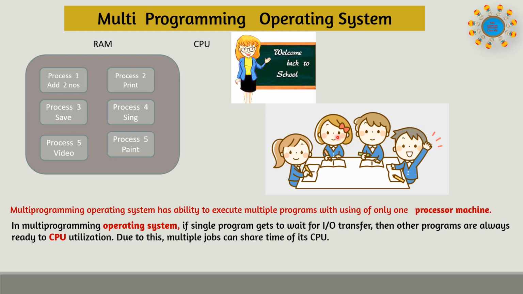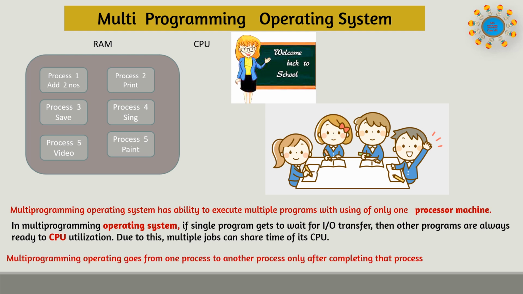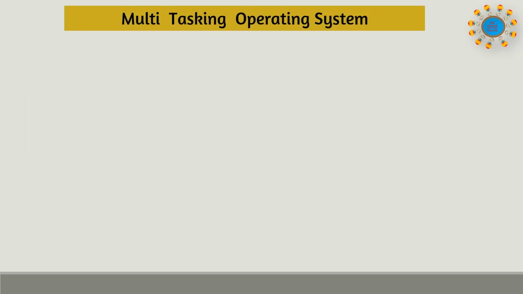In between, if one child wants to go to the washroom or wants to drink water, the teacher will leave that student and go to the next student. For example, the second student is going to the washroom. So after completing the first process, the teacher will go to the third process because the second process is going for some other work. So in multi-programming, more programs will be worked on and each program will be completed before going to the second program.